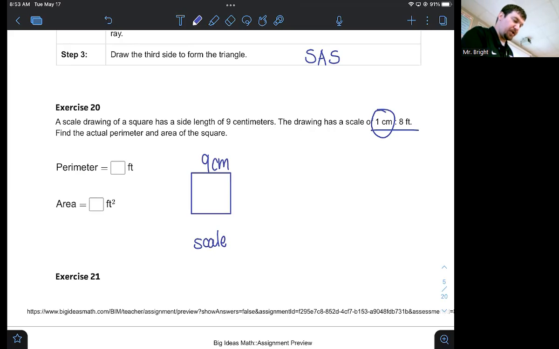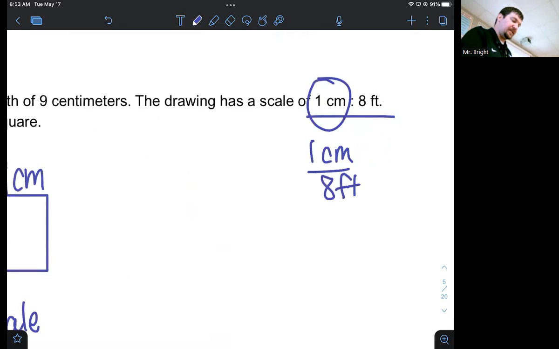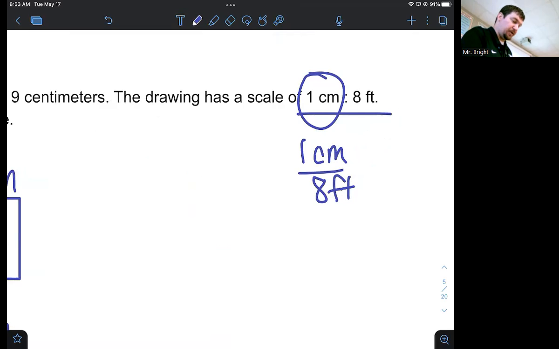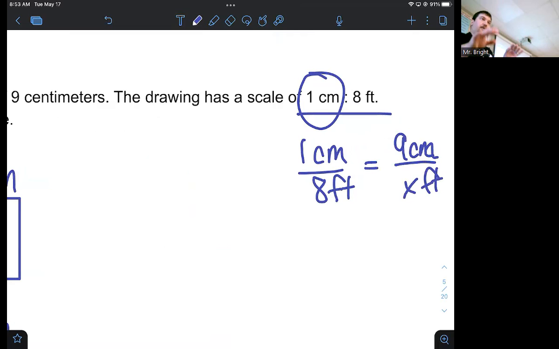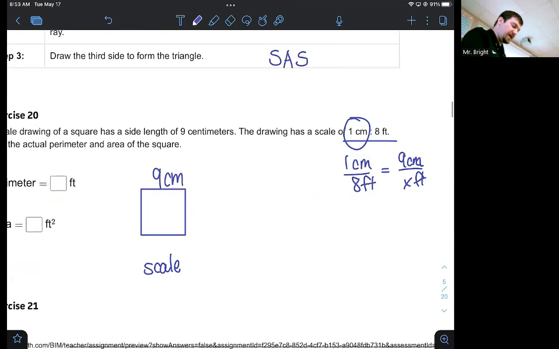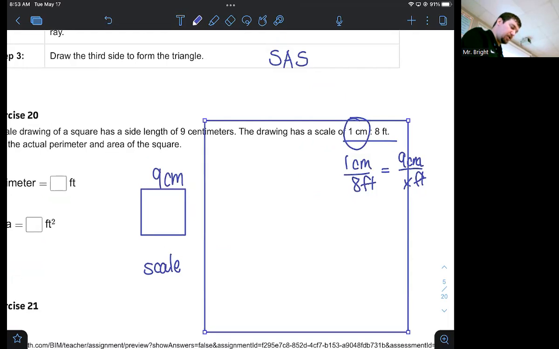You could also set up a proportion. That ratio of 1 centimeter to 8 feet could also be written as a fraction. And so you could say if 1 centimeter is 8 feet, then I got 9 of them. That's X feet. And so that would give you X equals, and literally, if you cross multiply that, you get X equals 72 feet. So if you weren't sure on how she did that, she just times by 9. That's essentially all we're doing here. So the perimeter and area of the square that we're doing is much larger. In fact, that's even too small. If that's 9 centimeters, there's no way that this is 72 feet. Right? But let's just imagine that it is.